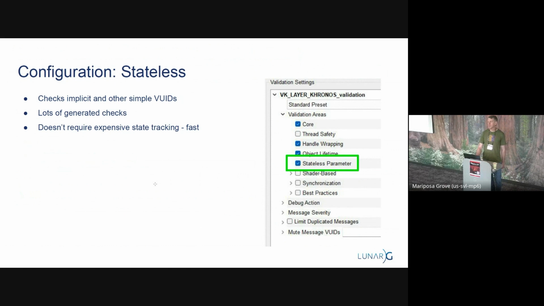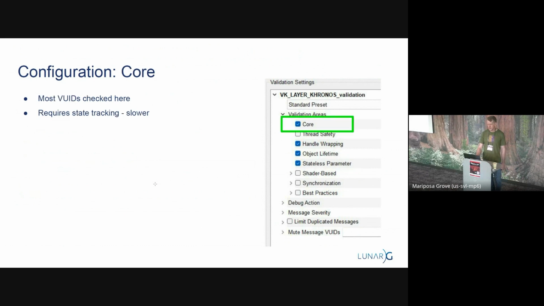So we'll talk about some of the individual settings now. Stateless is largely for those implicit VUIDs where it's very simple stuff. Almost all this code is auto-generated. It's super fast. It doesn't track any state, but it doesn't handle very interesting errors. It's just really trivial stuff.